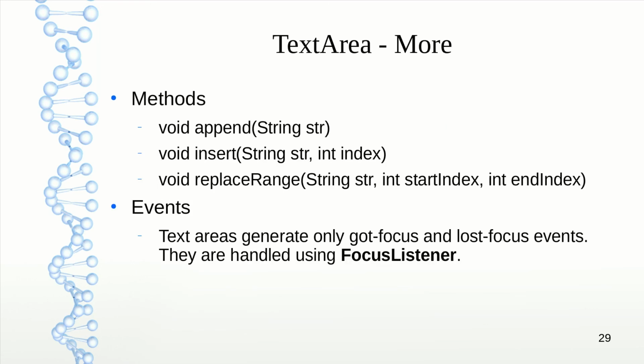We have a few methods associated with the text area. The functionalities are evident from the name itself. The append method simply appends a string to the text area, and then we have the insert method which inserts a string at a particular index, and then we have replace range which replaces the string from start index to end index minus 1 with str.